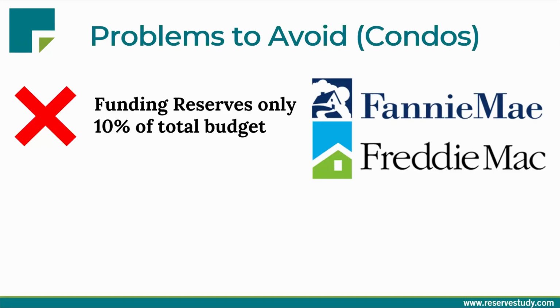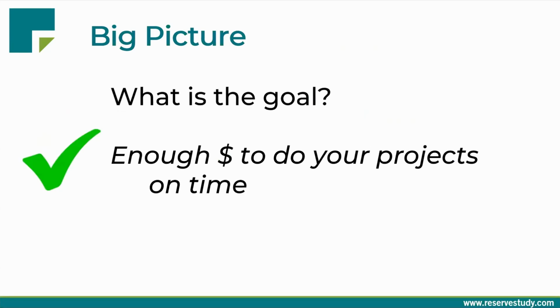So setting aside less than 10% of total budget towards reserves, it's a big mistake on two levels. It damages your prospective homeowner's ability to get attractive loans, and it probably means that you're not setting aside enough cash. So remember the goal?